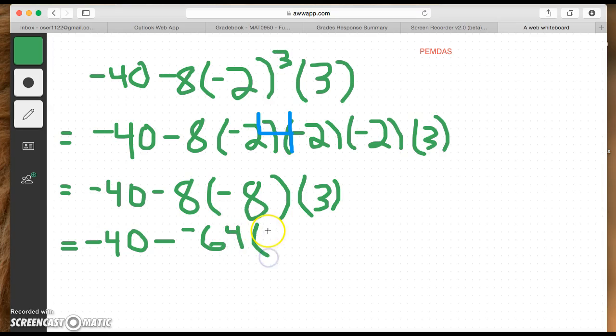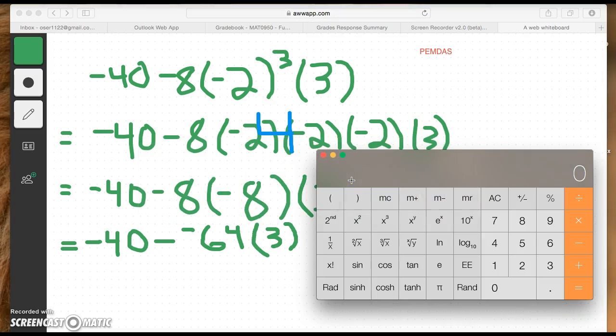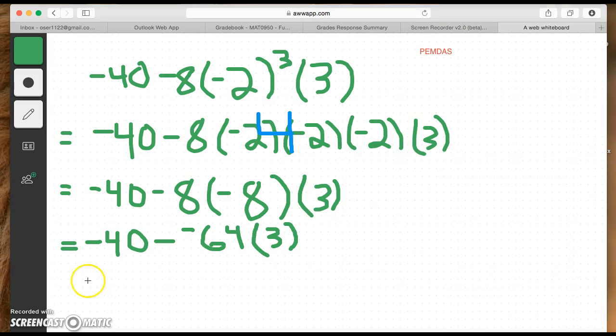And that still needs to be multiplied to 3. So that's still multiplication here between the negative 64 and the 3. So we can go ahead and do that. So what is negative 64 times 3? We have 64. We want a negative 64 times 3. So that's a negative 192.